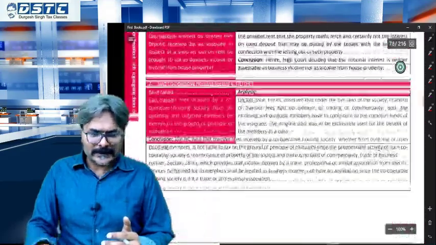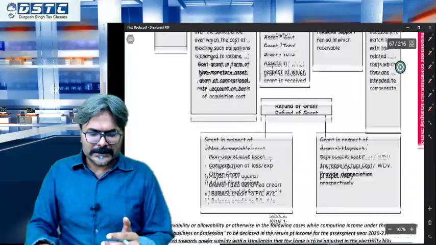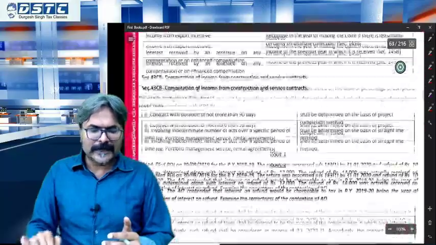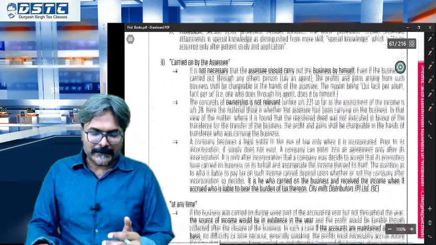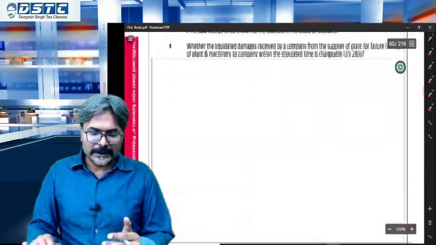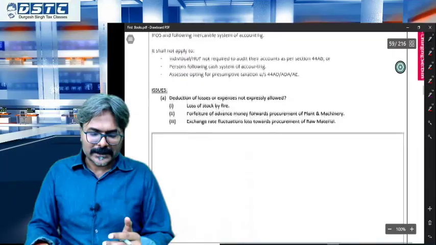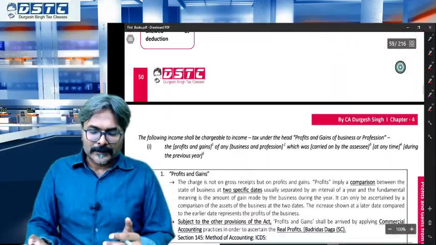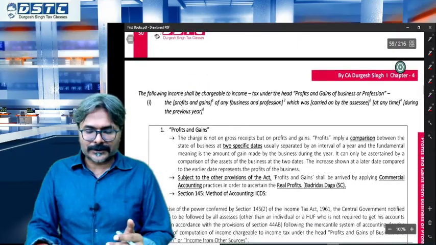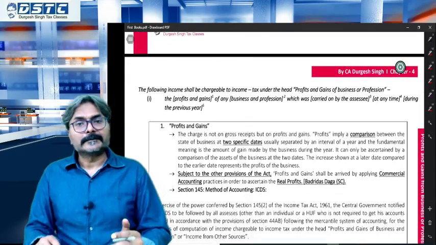Let's start with this one now. Here, students, is your first section of the head PGBP. And we all know the first section is what? It is always the charging section. Which charging section? The general charging section. So, the first section is in page 51.